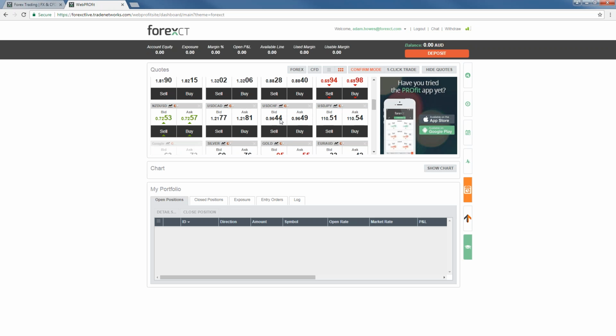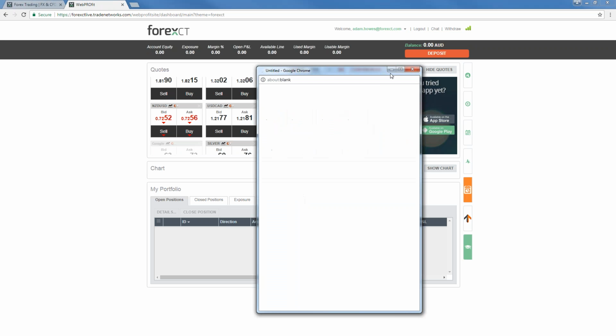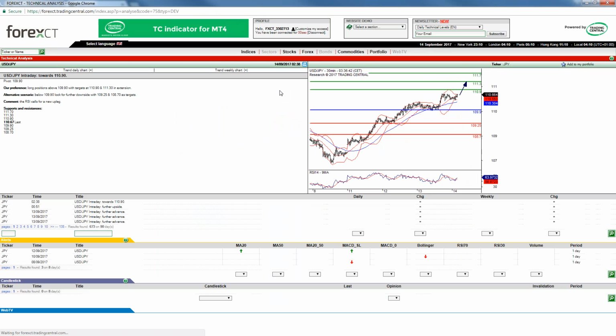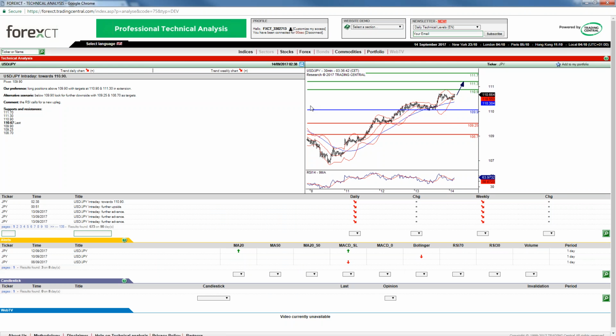And we'll just do one more. We're not going to cover them all today, but we're going to do the USD JPY. Got a buy preference on this with a stop loss of 109.9 and a take profit of 110.9 just here as well.